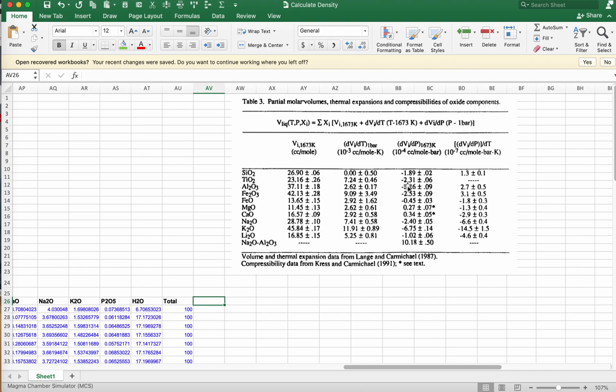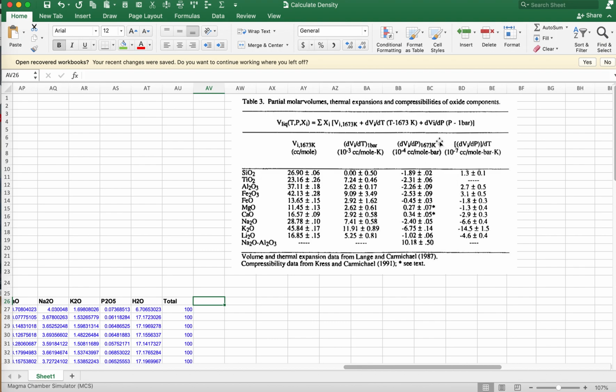Here for TiO2, if we increase the pressure by 1 bar, then we would decrease the volume by minus 2.31 times 10 to the minus 4. So it's a very small correction. 0.000226. That would be a negative value, the change with respect to a 1 bar change in pressure.